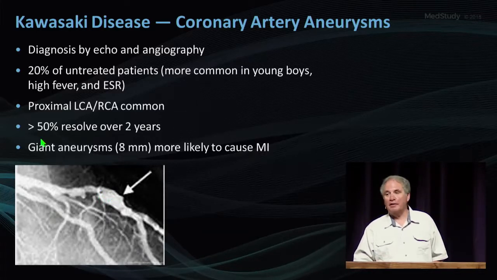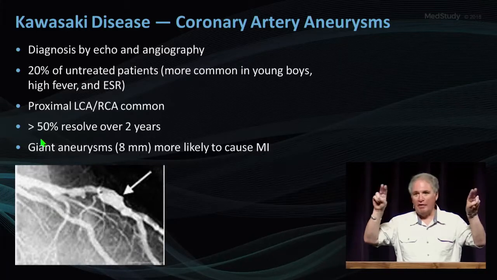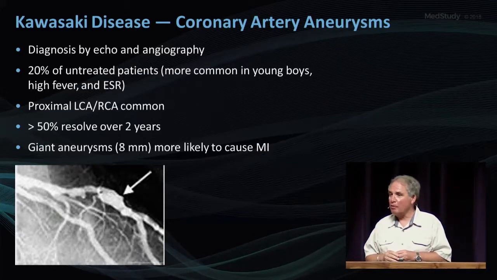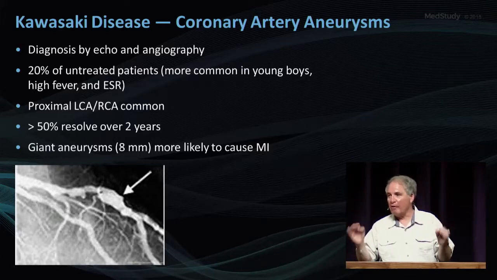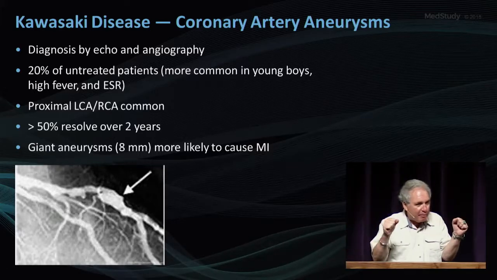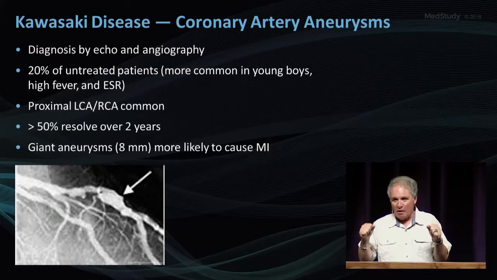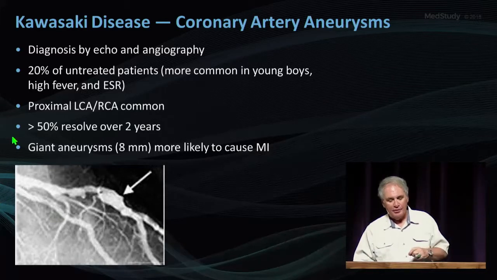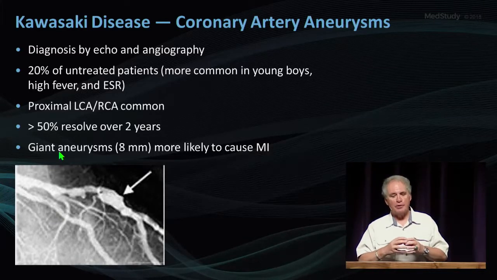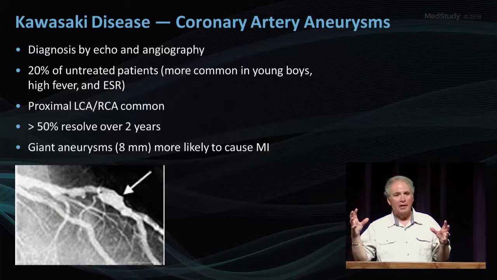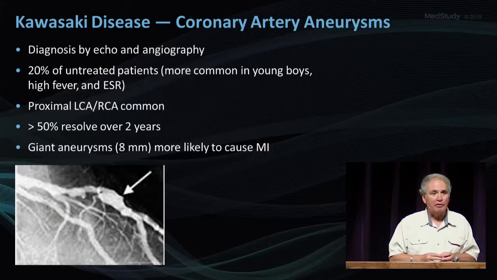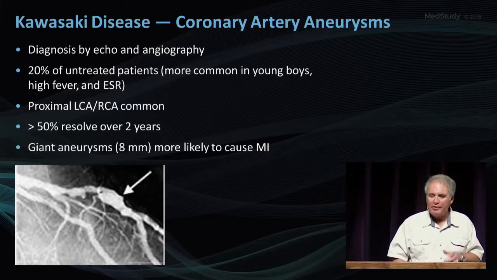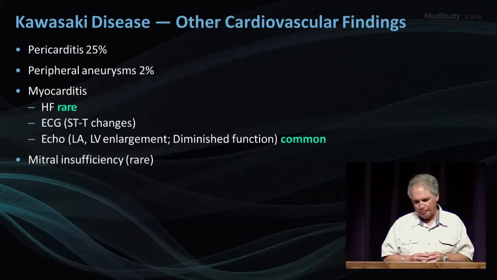More than 50% quote-unquote resolve after 2 years, all by their own, whether these are truly actually still normal coronary arteries once they appear to get better by echo, not entirely clear. And it's the huge, giant aneurysms, those that are more than 8 millimeters in diameter, that are more likely to cause a myocardial infarction and death. So this is the cardiac complication of Kawasaki's disease.